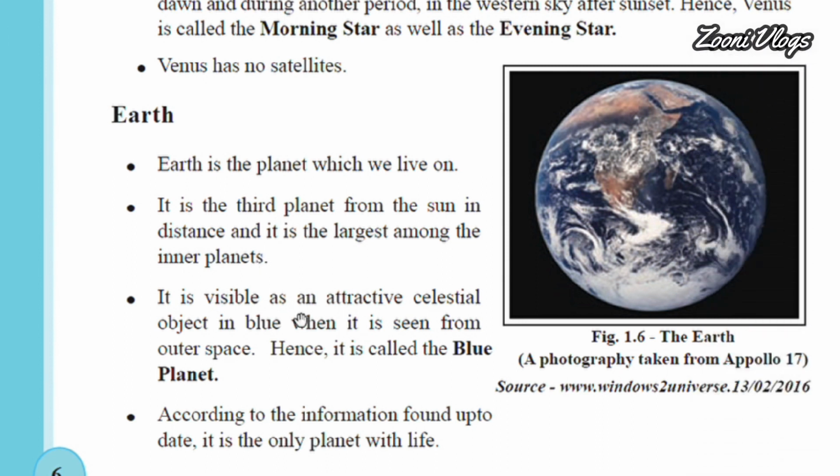It is visible as an attractive celestial object in blue. What's the color of the Earth? Blue, when it is seen from outer space. Hence, it is called the blue planet. So if I ask what the blue planet is, you have to write Earth.